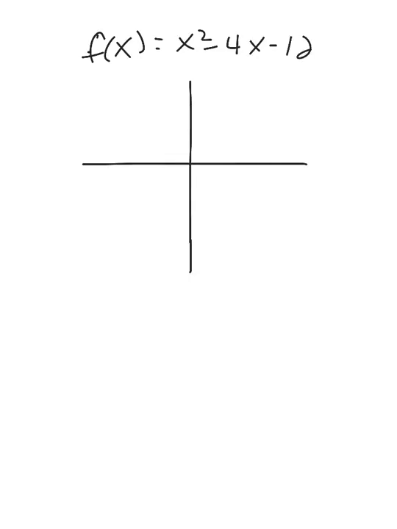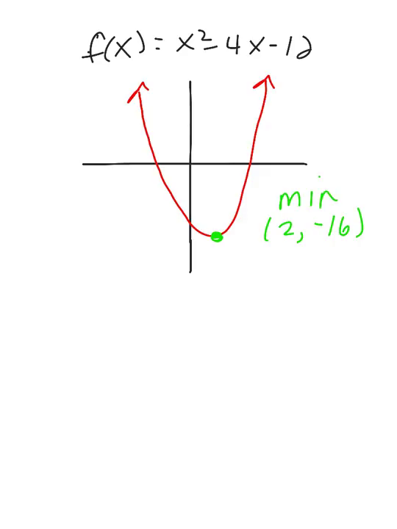All right, so your graph looks something like this. It has one relative min, this point here. So you use your calculator, do second calc, min, left bound, right bound. And this point comes out to be 2, negative 16. This is your min, so make sure that is labeled as your minimum.